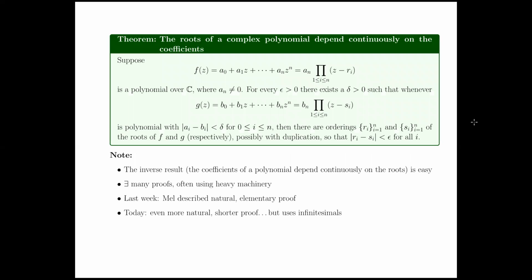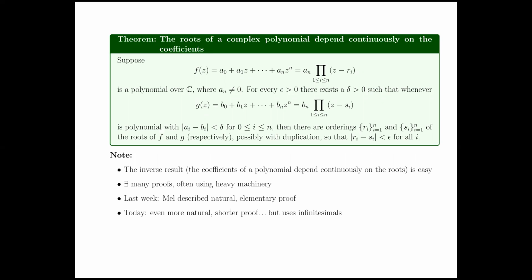So the fundamental theorem, and this is stated in delta epsilon form first, is that if you're given a complex polynomial, written out the way I've written out f here, I'm always going to assume when I write f that the a sub n, the leading coefficient, is non-zero. Then for every epsilon there exists a delta such that if you have another polynomial whose coefficients are within delta of the corresponding coefficients of f, then the roots are somehow within epsilon.